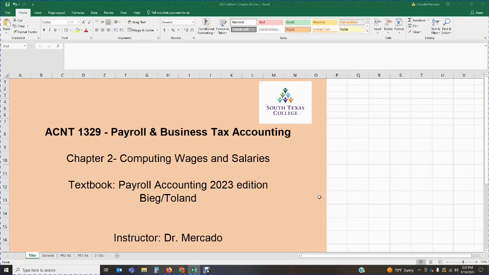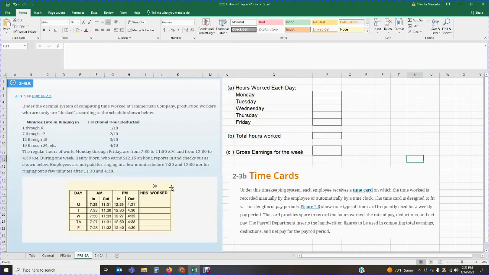Welcome to Accounting 1329, Payroll and Business Tax Accounting, and we are continuing covering content from Chapter 2, which deals with computing wages and salaries, and we are using Payroll Accounting 2023 edition. Now in this particular lecture, we are going to be covering Problem 2.9. In this problem, we are provided with a time card and we have to calculate the hours worked each day, the total hours worked, and the gross earnings for the week.